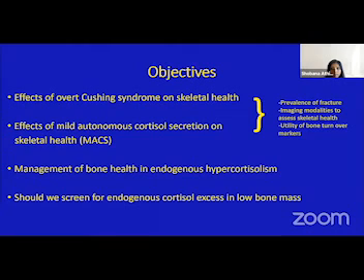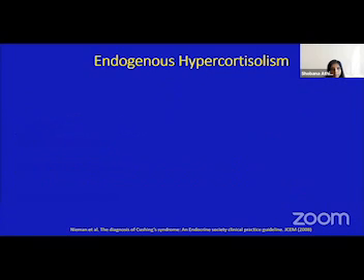These two areas will be covered by looking at the prevalence of fractures, imaging modalities to assess skeletal health in these populations, and the utility of bone turnover markers. I will then briefly cover the management of bone health in endogenous hypercortisolism and discuss whether we should be screening for endogenous hypercortisolism in patients who present with low bone mass, osteoporosis, or fragility fractures.